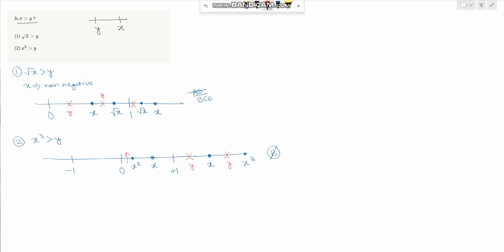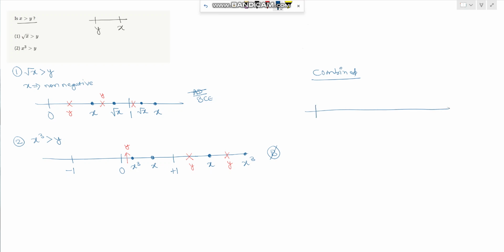So if x lies between 0 and 1, we know that the value of x is always greater than y. But in any sense, we have already proved that this statement is not sufficient. So we'll move to C. Now the statements combined, let's see what information it gives us.